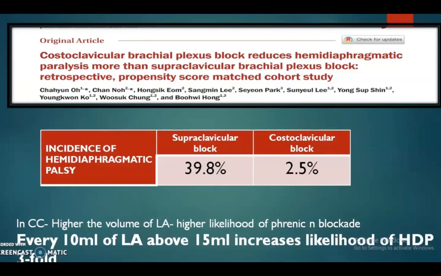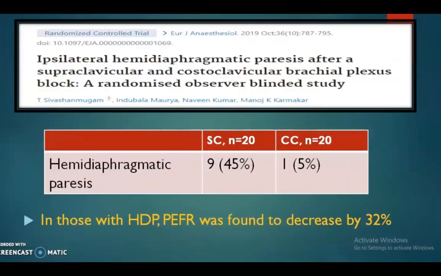There is a similar study that was conducted in our own institute, where we studied the ipsilateral hemidiaphragmatic paresis after a supraclavicular and costoclavicular block. Again, the supraclavicular group was found to have hemidiaphragmatic paresis in 45% of the patients, whereas it was found to occur only in 5% of the patients in the costoclavicular group. We further studied the clinical significance of this hemidiaphragmatic paresis.